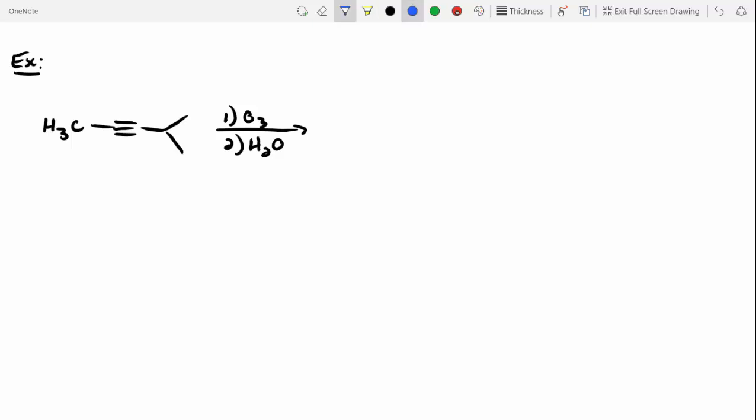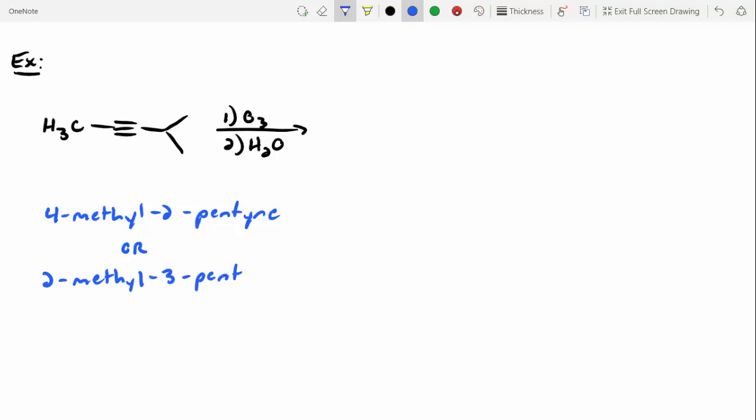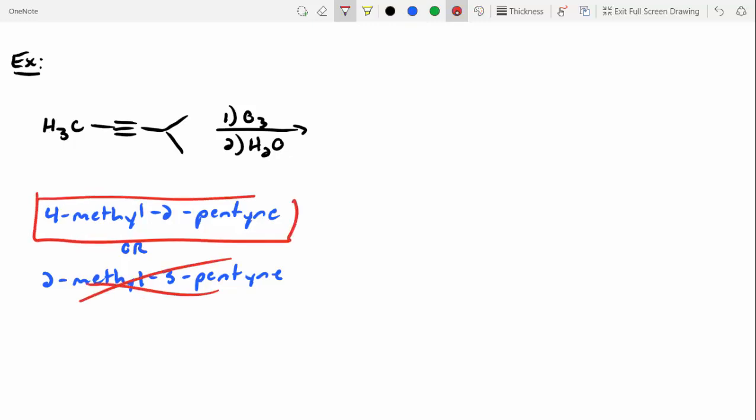I also have a question I want to ask you guys. Is this 4-methyl-2-pentyne? Or is it 2-methyl-3-pentyne? Which one do you think it is? Top or bottom? Top. Remember, when you're numbering for alkenes or alkynes, you always want that alkyne to be in the lowest position. So in this case, this would be the correct name for our starting material.